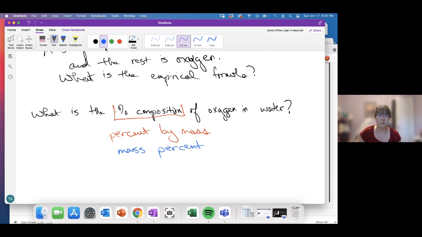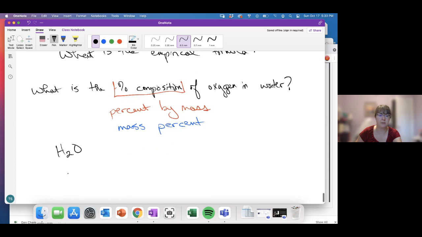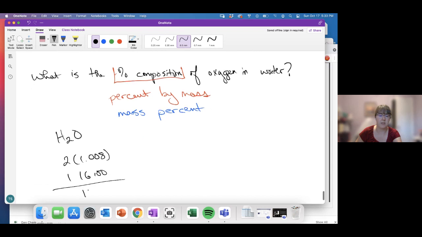The way percent composition works is essentially all we need to do is take water, and I should have 2 times 1.008, 1 times 16, to give me a grand total of 18.016 for my total mass. And then I just need the contribution of my, that's for oxygen. Actually, I want to do hydrogen. I changed my mind. Sorry.